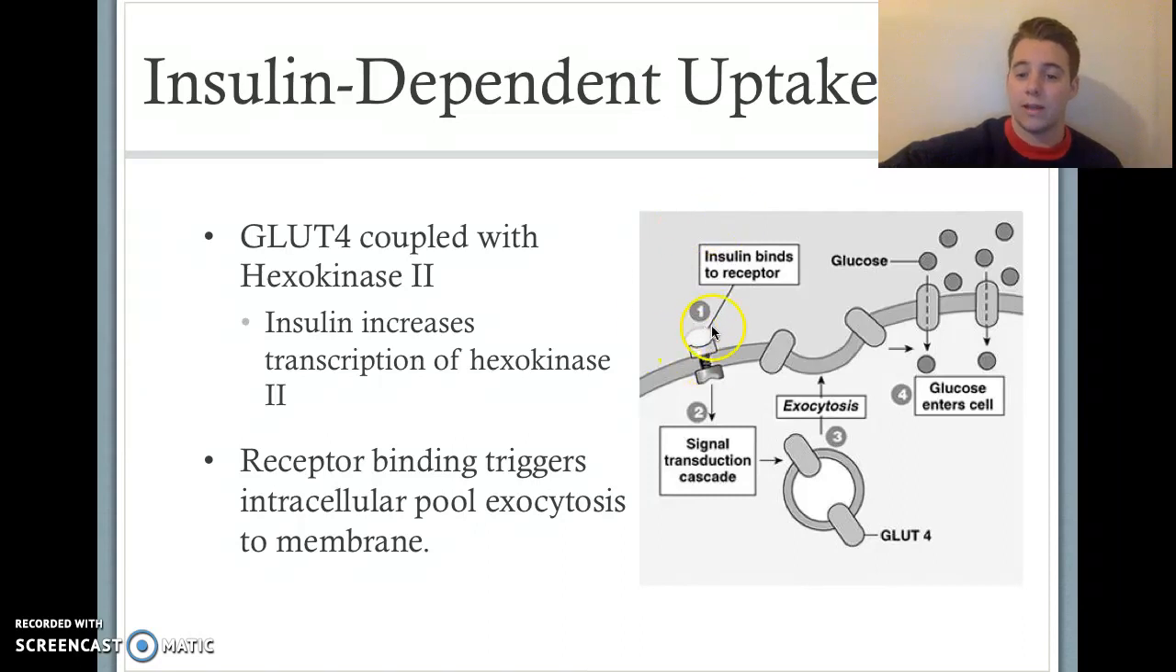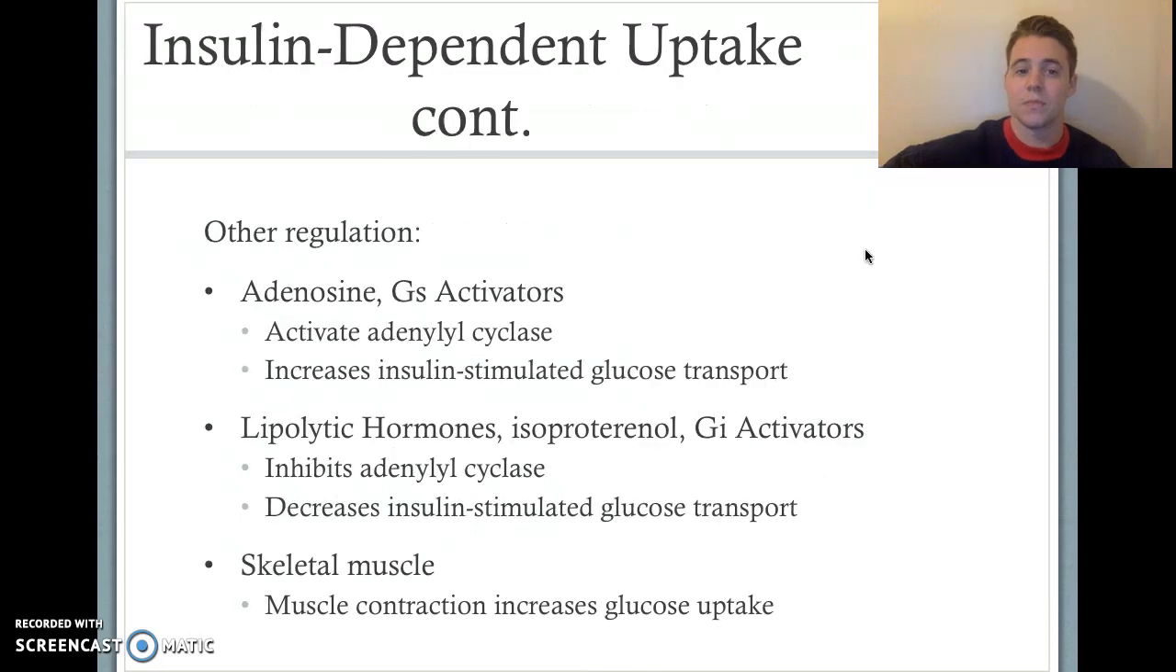Insulin therefore regulates this by binding to the receptor and increasing the amount of glucose transporter 4 on the membrane, but insulin also increases the transcription of hexokinase 2, which we clearly know is coupled to this transporter.